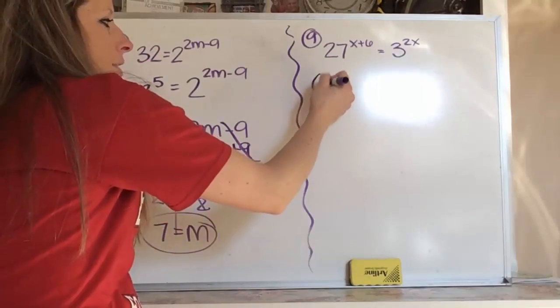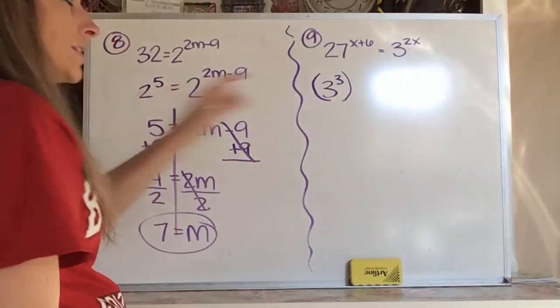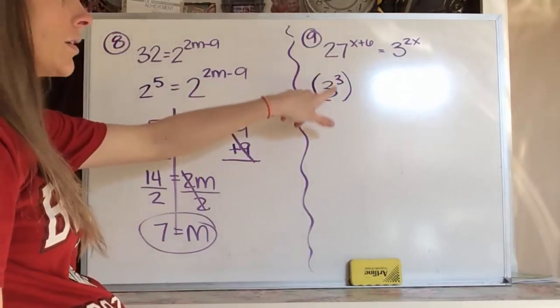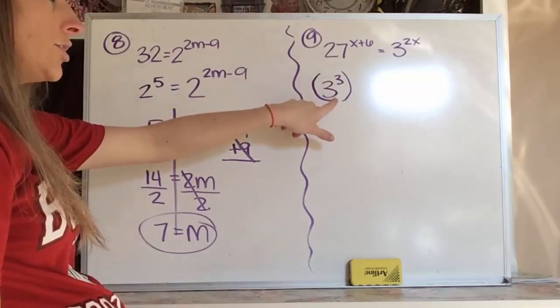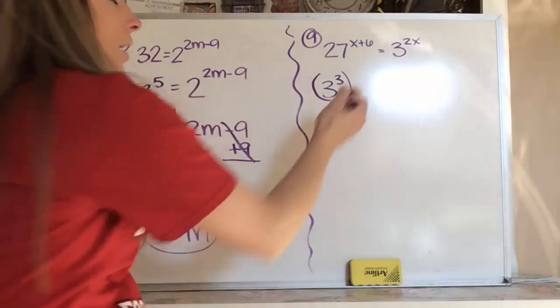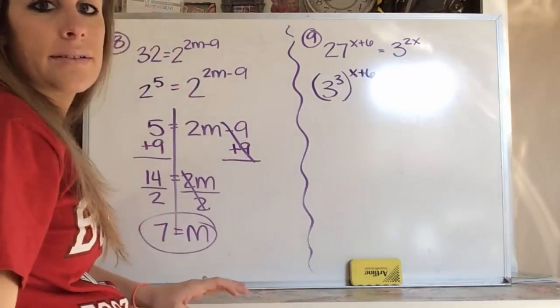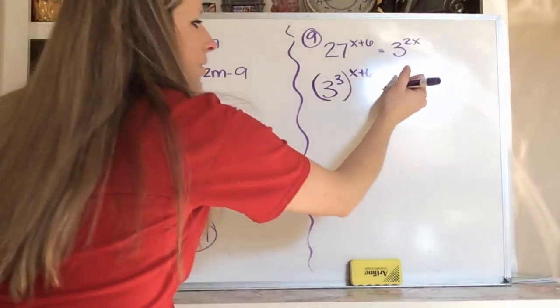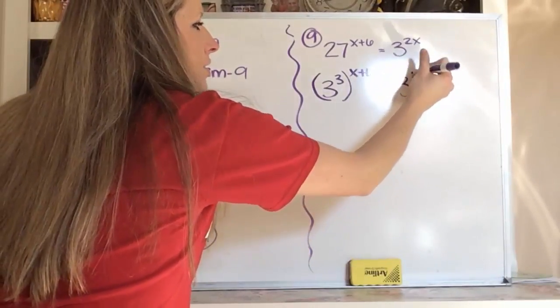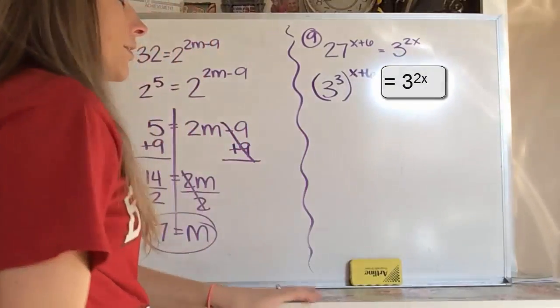Okay, so I'm going to put that in parentheses because that's what 27 is. I just changed the look of it. And then I'm going to put that x plus 6 as my exponent outside. And then the right side I'm going to keep 3 to the 2x power.